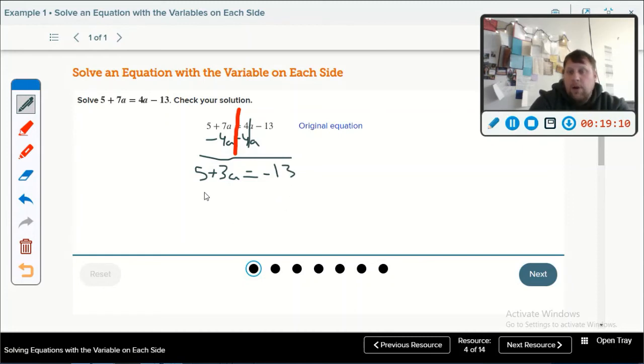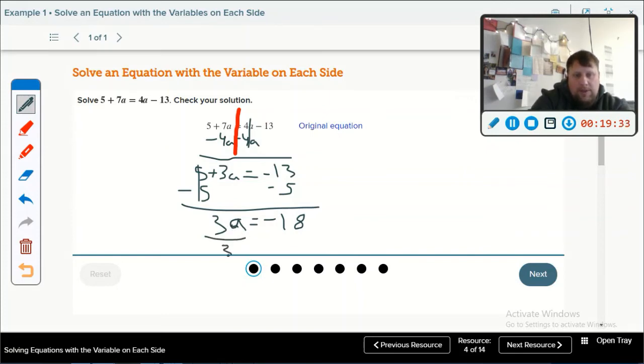Now I need to move the numbers to the same side, so I'm going to take this 5 and move it. A positive 5 we move with a minus 5, minus 5. And I get 3A, boom, equals negative 18. Got to remember my negatives, right? And how do we undo multiplication? Well, we divide. And what am I multiplying? I'm multiplying by 3, so I'm going to divide both sides by 3. What's a negative divided by a positive? It is a negative. So negative 18 divided by positive 3 is going to be negative 6.